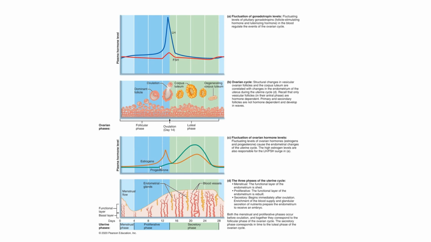The brain will then receive the fact that there's no longer estrogen or progesterone being produced, and that is the trigger that causes the brain to release GnRH and start the whole cycle over again.